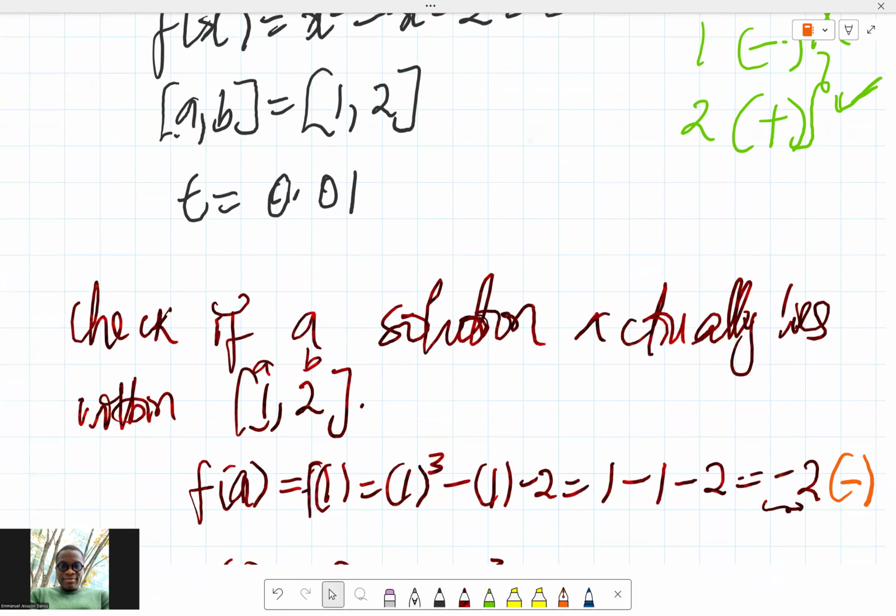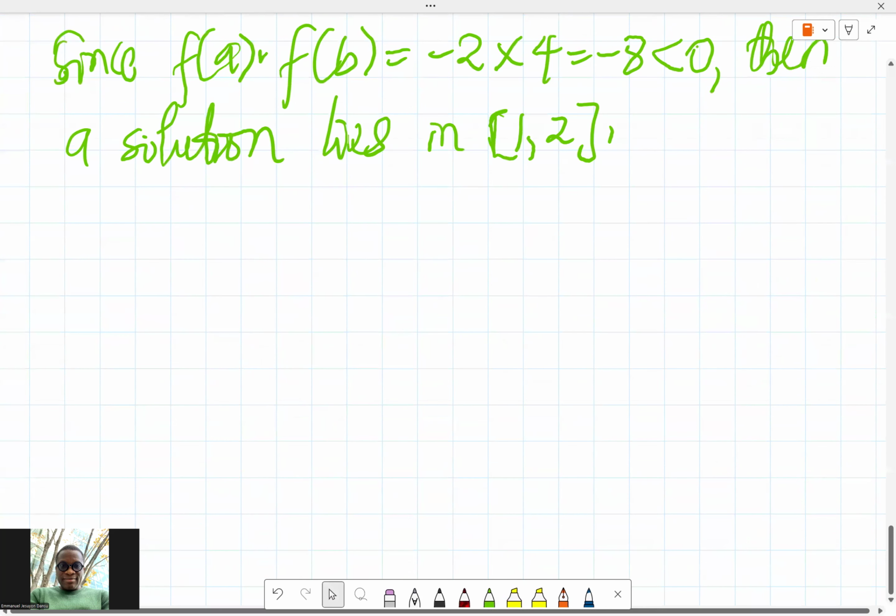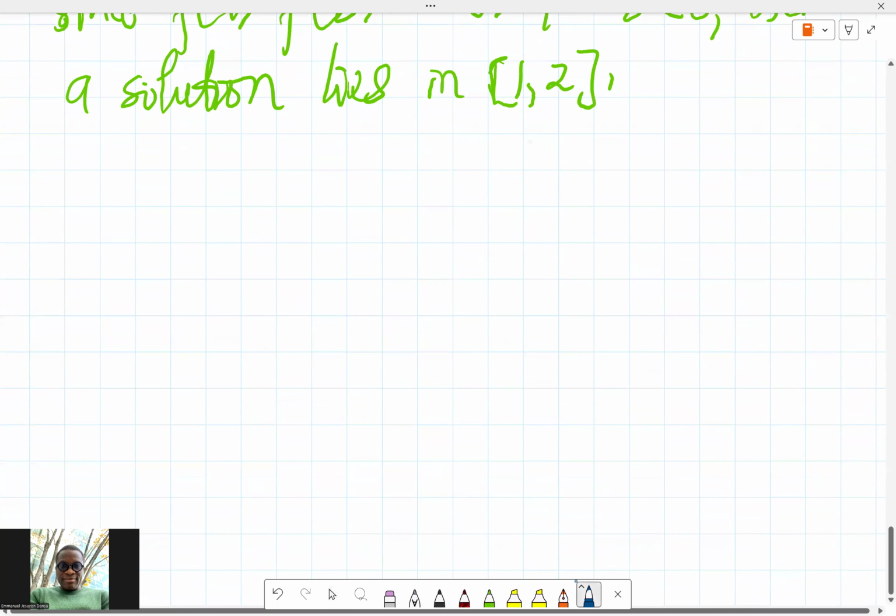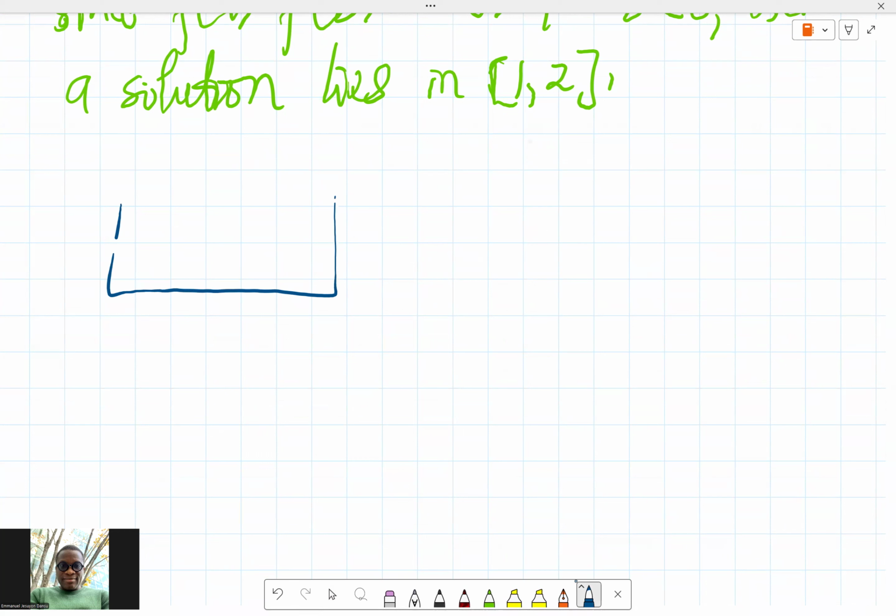Okay, so now we know there's a solution within 1 and 2, so we can start with the process. This is how to go. I like to make this table to make things very easy. So you have your A, which is equal to 1, and you have your B, which is equal to 2.